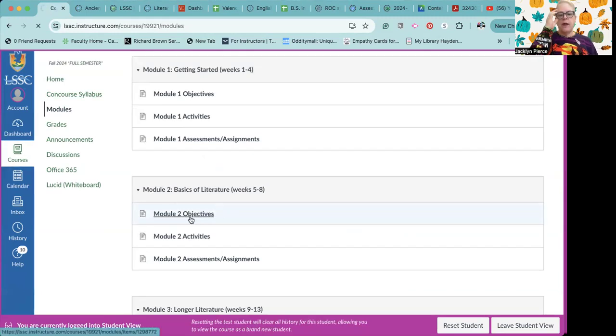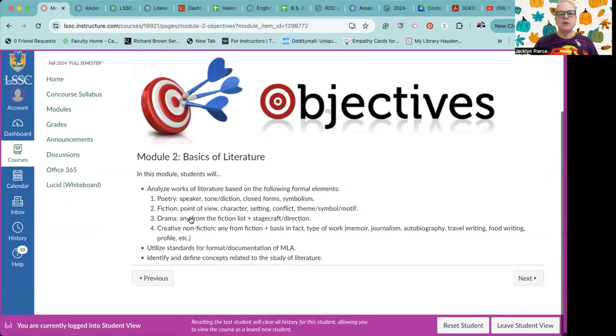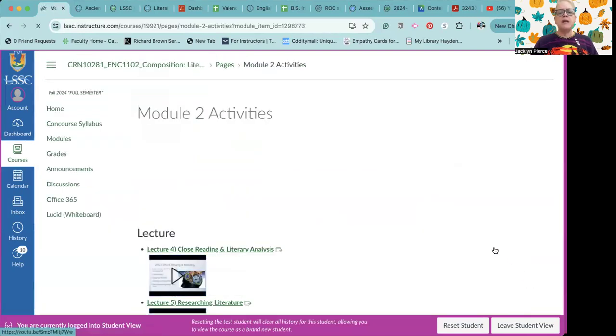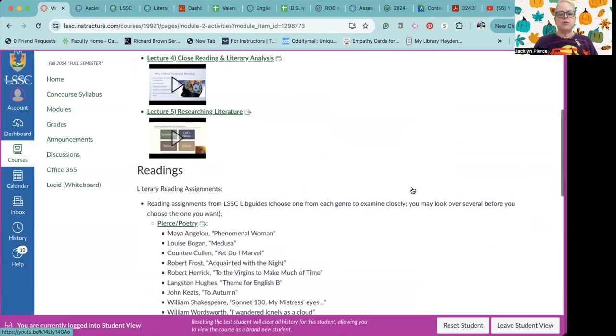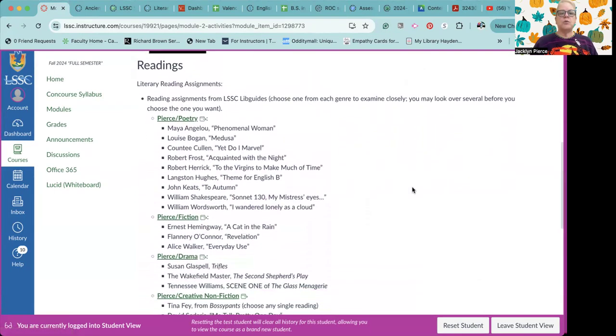Of course, you can go through and read about the objectives for this unit first. We're going to be looking at poetry, fiction, drama, and creative nonfiction. We are going to be learning about particular standards of MLA. Many of you have already been using MLA, depending on your research review essay topic. And then we're going to look more at just what it means to study literature. So in the readings and resources, the activities this week and the next couple of weeks, we have lecture 4 on close reading and literary analysis, lecture 5 on researching literature, because you're eventually going to be doing that. And then we have the actual reading assignments that are from the LibGuides.